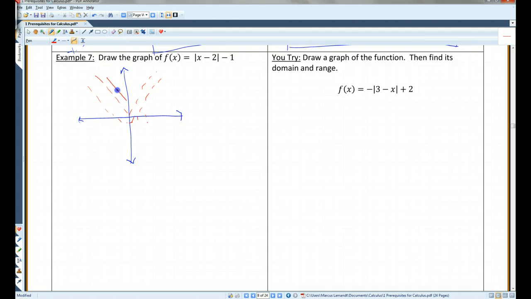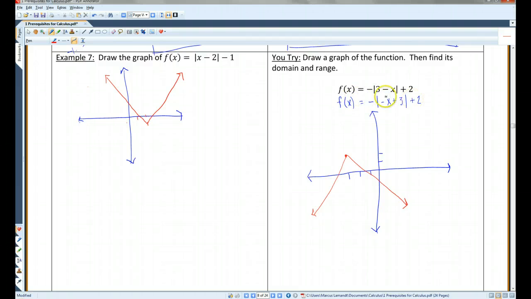So, this is my graph. You can leave the dotted lines in your notes if it helps you. Oops. Okay, you guys go ahead and try this one.